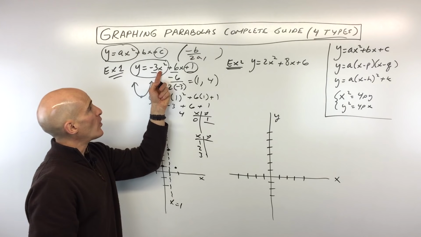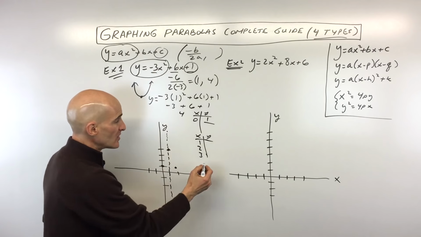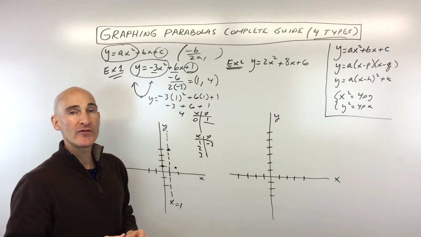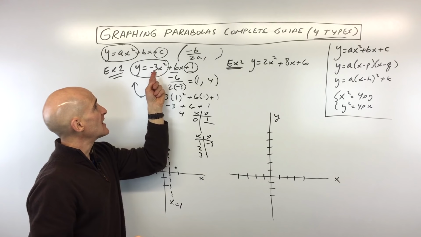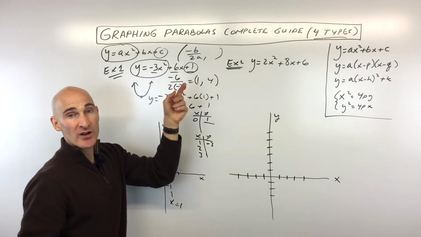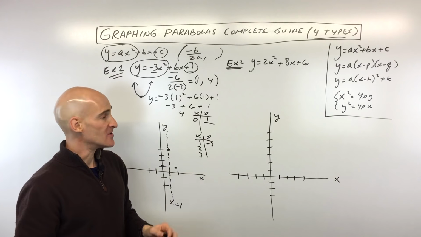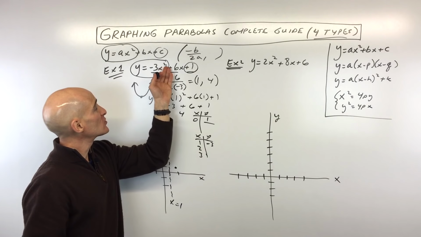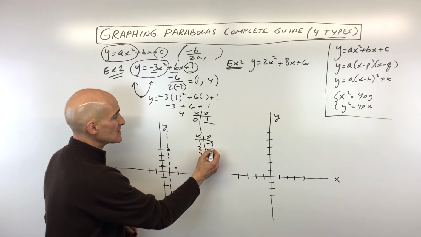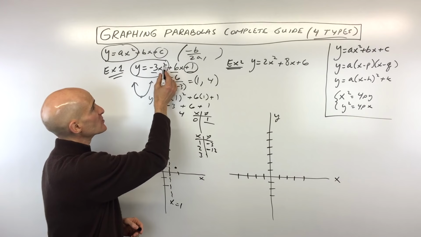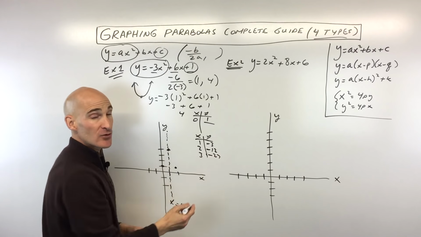So if we put 1 in, 1 squared is 1, times negative 3 is negative 3. Now remember, you want to follow the order of operations. A lot of students will say negative 3 times 1 is negative 3 and then square it, and that's 9, but that's not correct. You want to follow your PEMDAS, your order of operations. If we put 2 in, we get 2 squared is 4, times negative 3 is negative 12. If we put 3 in, 3 squared is 9, times negative 3 is negative 27.